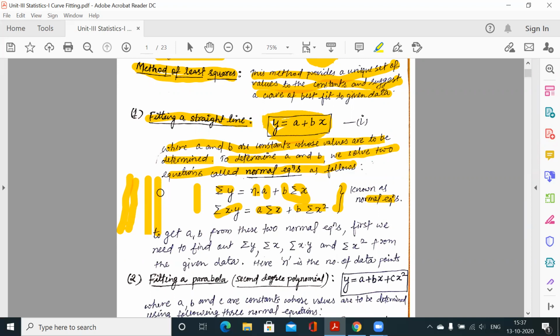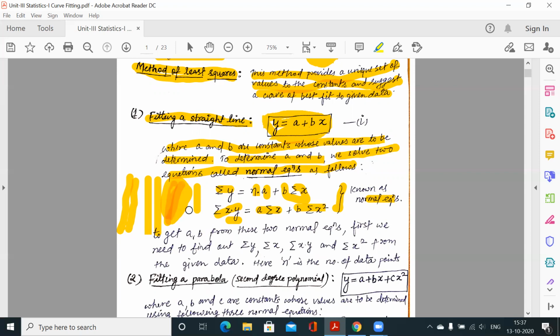What is summation x dot y? You have to find one column, x into y. This is x, this is y. So this into this value, this into this value. Corresponding multiplications: x1 into y1, x2 into y2, x3 into y3, you will get another column of xy. When we add all the products, we will get summation of x dot y. Summation x, we already have. Next, summation of x squares.